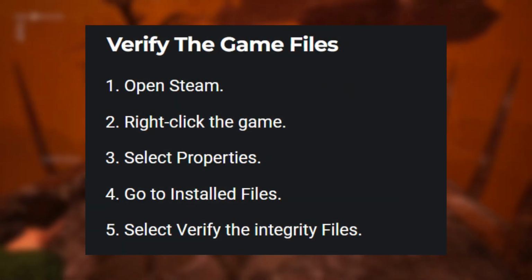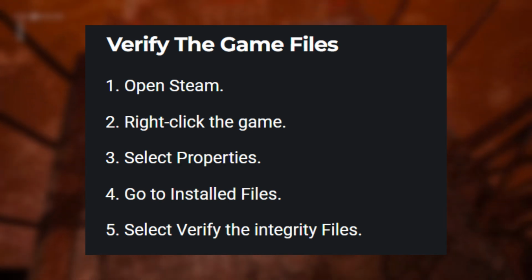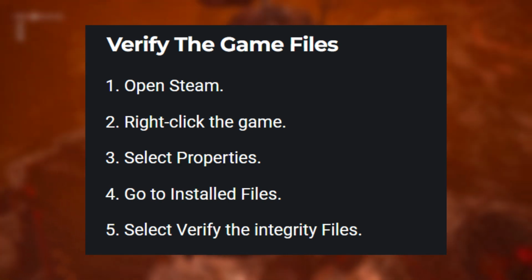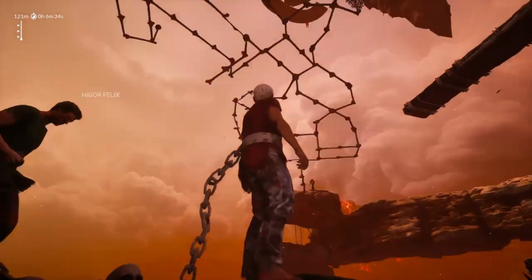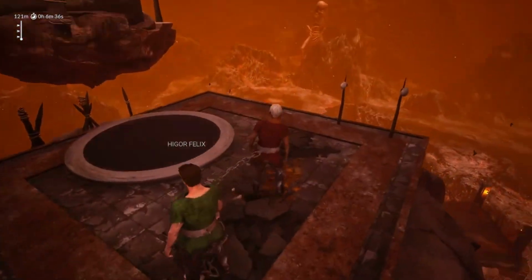Fix 3, verify the game files. 1, open Steam. 2, right-click the game. 3, select Properties. 4, go to Installed Files. 5, select Verify the Integrity of Game Files. And that's it. Try these solutions to fix the Chain Together Fatal Error.